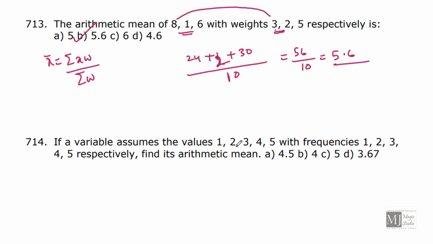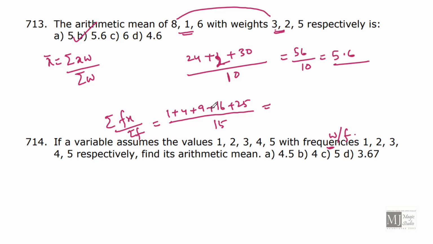If a variable assumes the value 1, 2, 3, 4, 5 with frequencies 1, 2, 3, 4, 5, here frequencies and weights both mean the same, so it would be simply summation fx by summation f if we are considering frequencies. 1 into 1 is 1, 2 into 2 is 4, 9, 16, 25 divided by total of frequencies. 1 plus 2 plus 3 plus 4 plus 5 is 15. 25, 31, 41, 50. 55 by 15 should be the arithmetic mean. 5 times 11, 5 times 3, so this is 3.67.